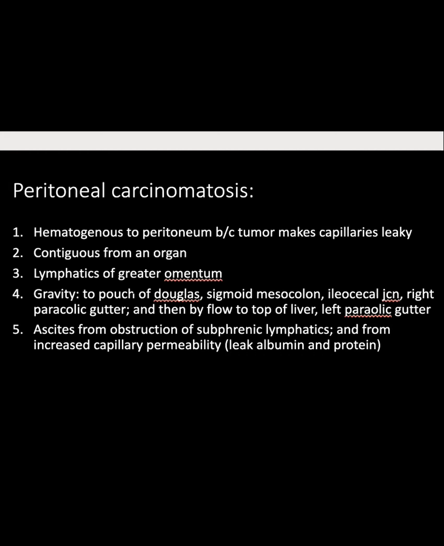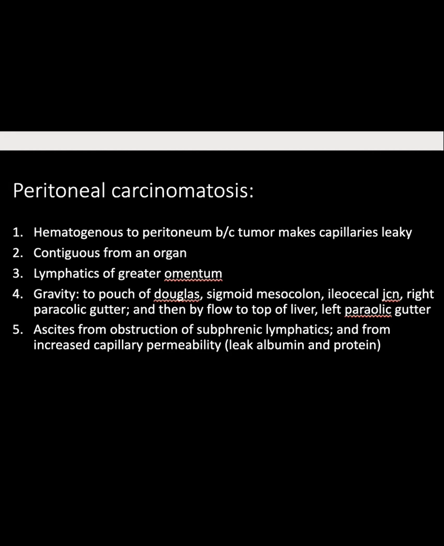And then I think this is really interesting. It can spread by gravity. Say you get some cells in your abdomen, these are the places you're going to see the tumor nodules falling to because of gravity: the pouch of Douglas in the pelvis, the sigmoid mesocolon, the ileocecal junction, around the appendix and terminal ileum, and the right paracolic gutter. And that's just because of gravity. And then with your peritoneal flow, it'll actually push it onto the top of the liver. So between the right liver and the diaphragm is a great place. So always look on your coronal and into the left paracolic gutter.